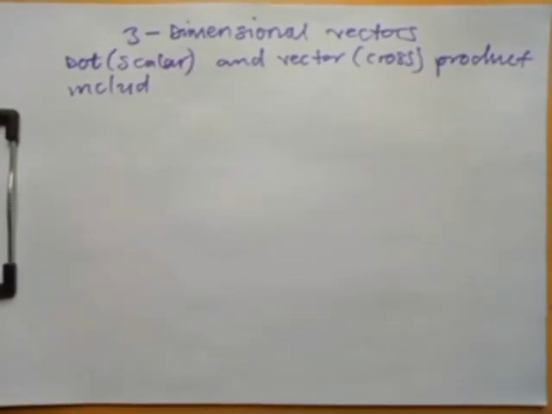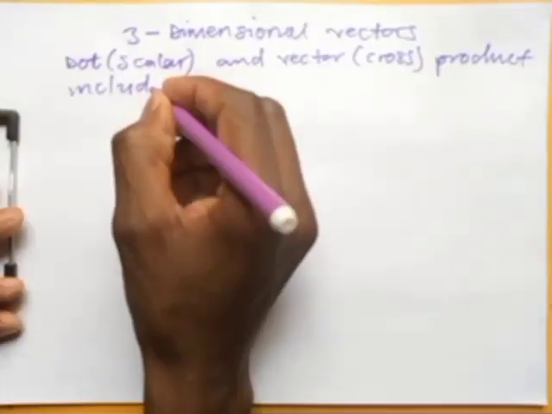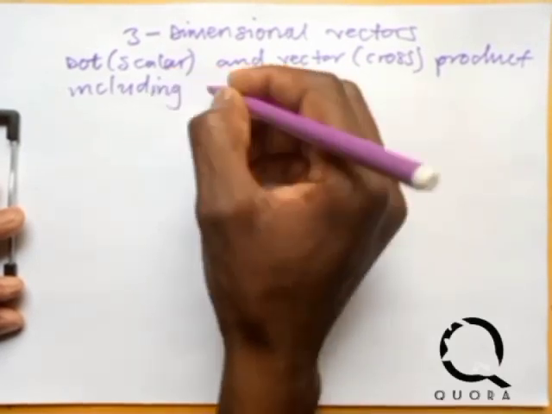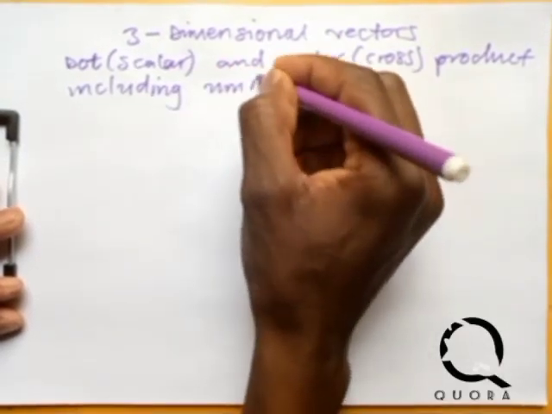Okay, so I think this is what we are going to look at today. We say including unit vectors.